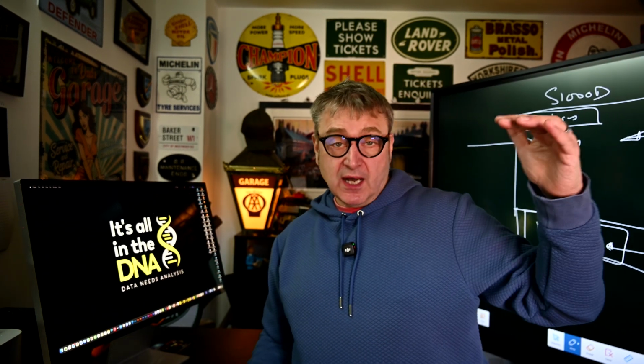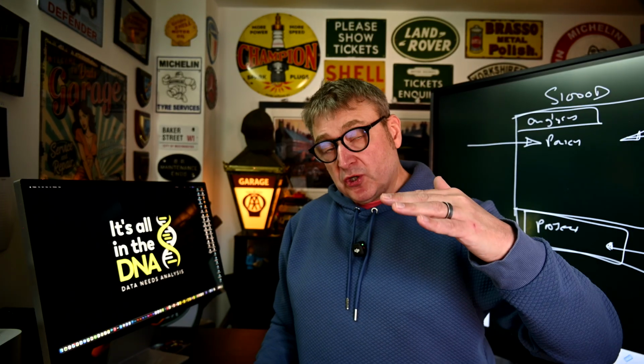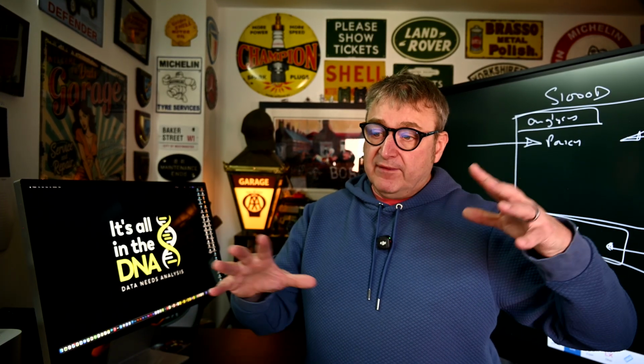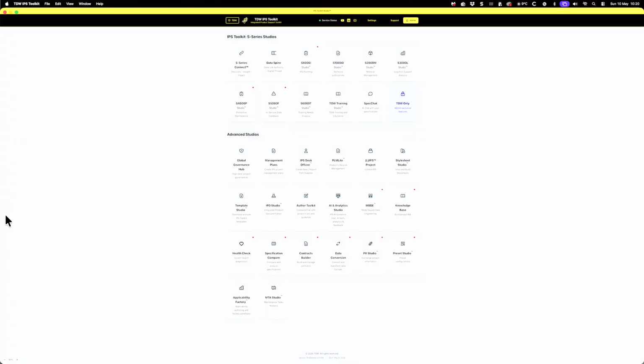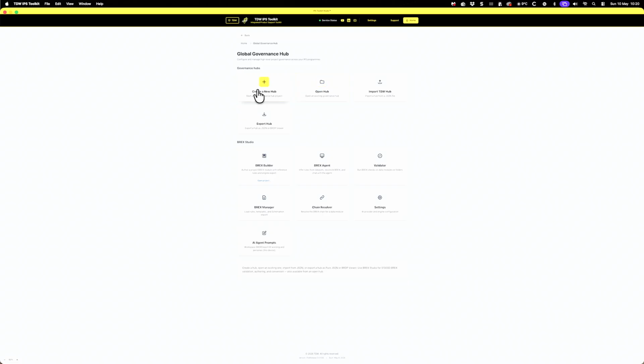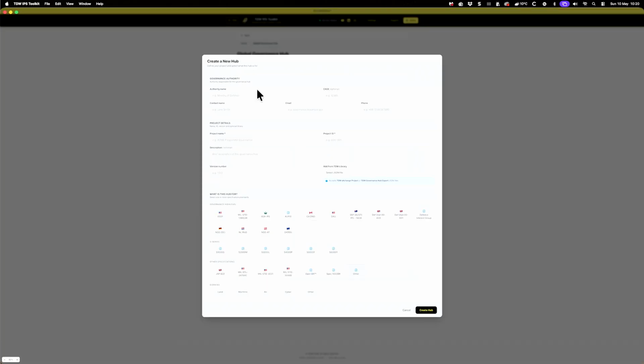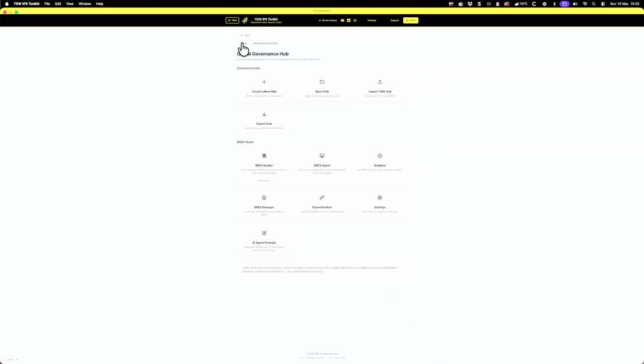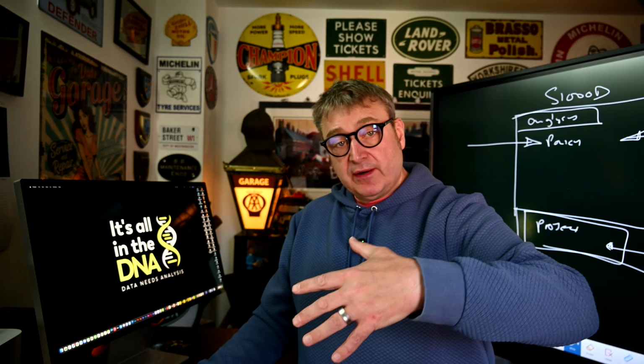We can pass those rules to the project. On my screen, you can see we have the Global Governance Hub. I can click on it, but I can't go in here. I can go here though. Here you can see that I can create a global governance package that is all of those business rules that we would decide at the policy level, and we can pass that to our S1000D project.